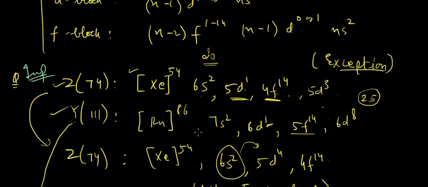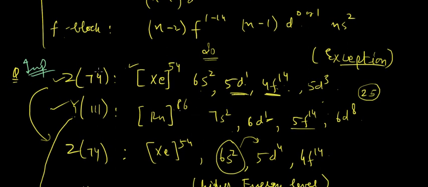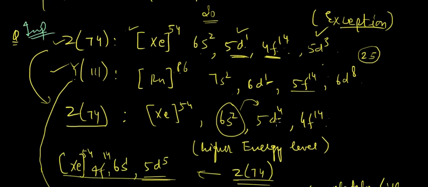Okay, so now what is the thing that we are missing here? In case of Z74, we can actually have 5d with 4 electrons and 4f with 14 electrons, but if you look closely at it, 5d is just 1 electron missing from half filled configuration. So it will take one of the electrons from the higher energy level, in this case 6s. So 6s2 would be converting to 6s1 and 5d4 would be converting to 5d5. Okay, so this would be the configuration of Z74.